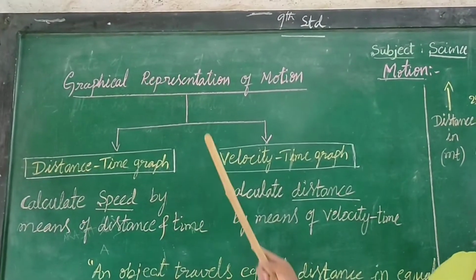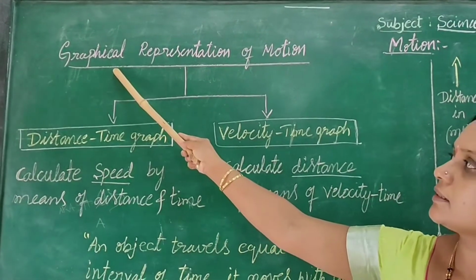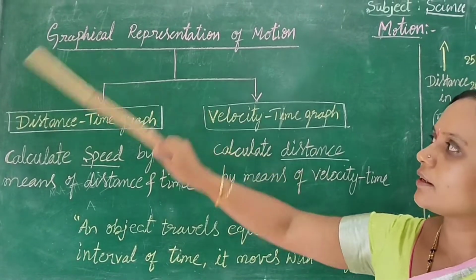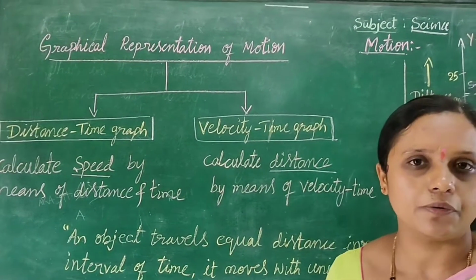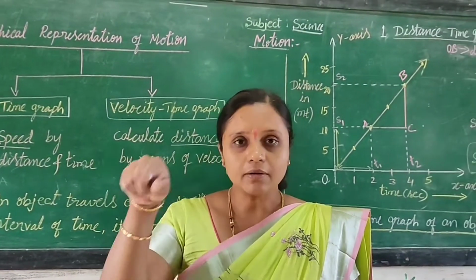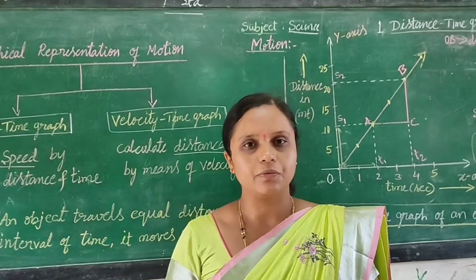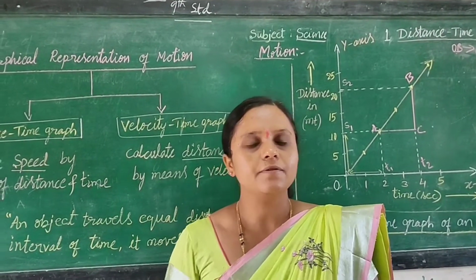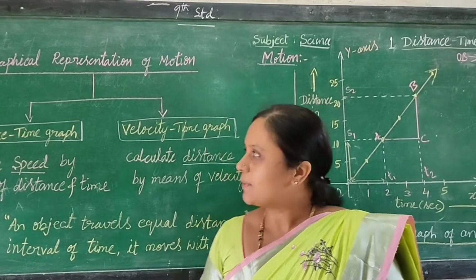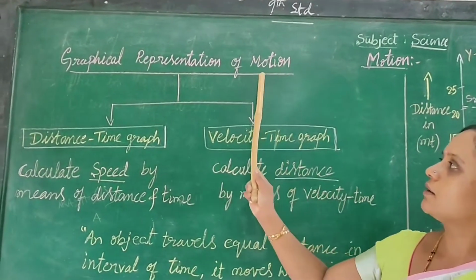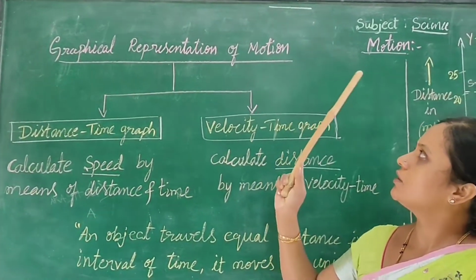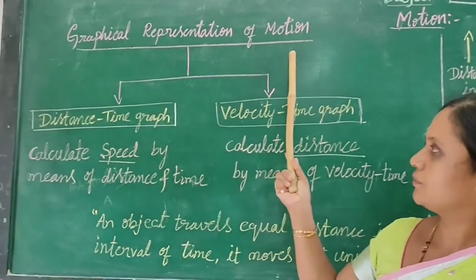By using a straight line graph, we can calculate the solutions of a pair of linear equations. And also by using the graph, we can understand the score. In a cricket match, we can see the bar graphs. That bar graph shows the run rate of each over. So by using the graph, we can understand the score, data and all. In this way, in the motion chapter also, we use the graph. By using this graphical representation, we can study the motion.